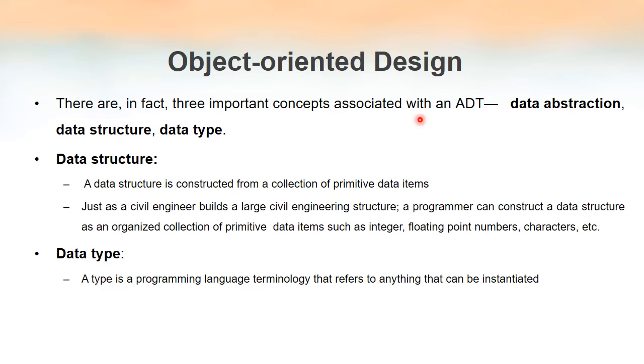So with respect to abstract data type, what do we mean by data abstraction? What do you mean by data structure? And what do you mean by data type? Data abstraction, just now we saw, that is, we are hiding the implementation details from the user. Everything that we see, if we take our mobile also, when we press the power button, the mobile is turning on. There are so many activities that take place in between, but all those things are hidden from us. We are not aware of those things.